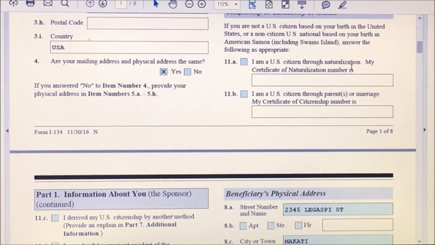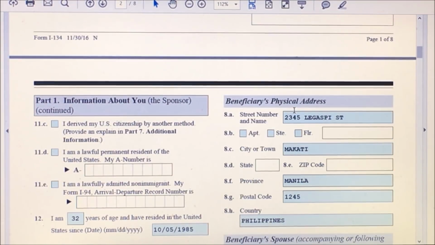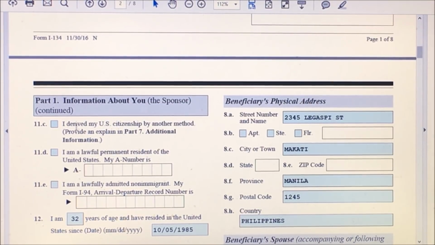citizen through naturalization, just type your certificate of naturalization number here. And then if you are a U.S. citizen through parents or marriage, just type your certificate of citizenship number here. And then if you derive your U.S. citizenship by another method, just click this.